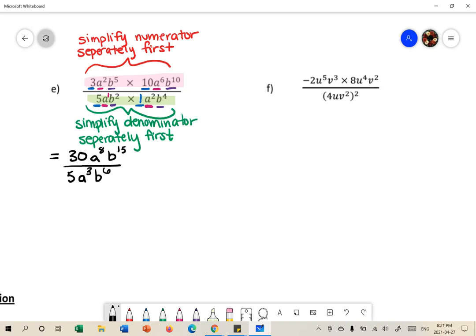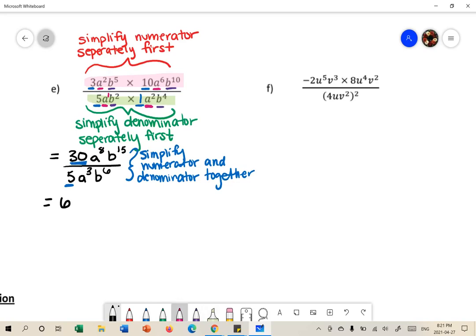And finally, I'm going to simplify the numerator and denominator together. So I'm going to divide my coefficients, 3 divided by 50. And then I'm going to divide my powers of A, keep the base the same, and subtract my exponents. And then divide my powers of B. Keep the base the same and subtract my exponents.